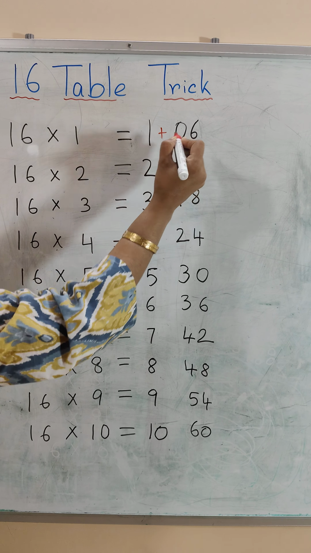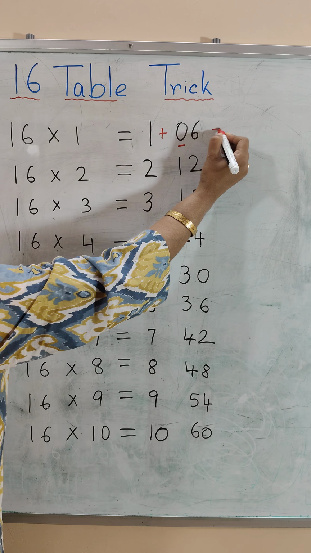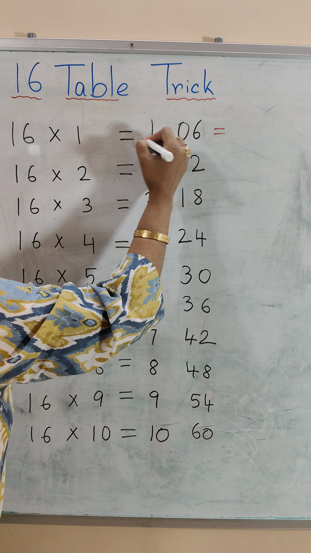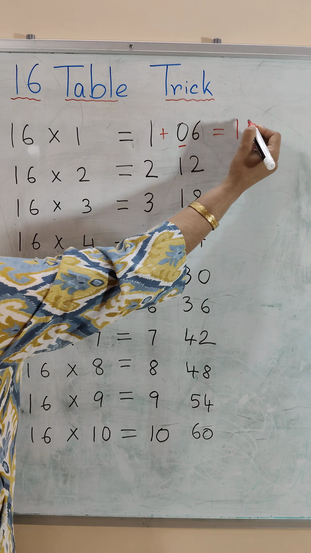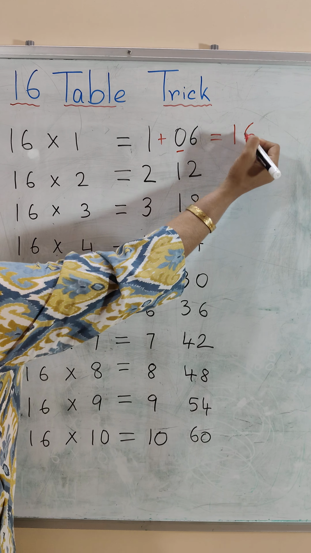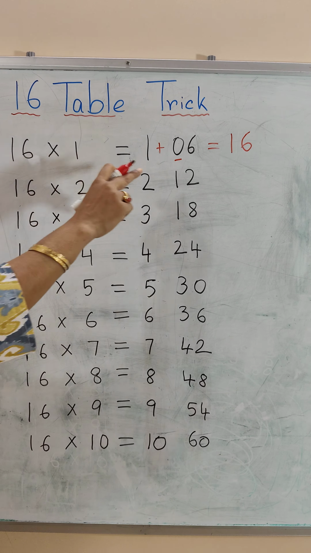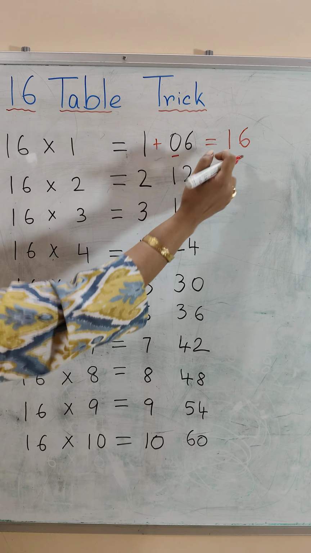Here the tens place is 0. So, 0 plus 1 is 1 and 6 will remain as it is. So, see, 16 ones are 16.